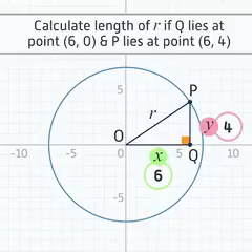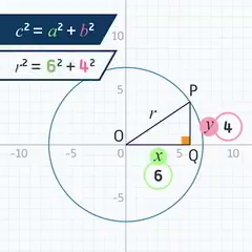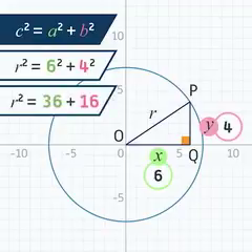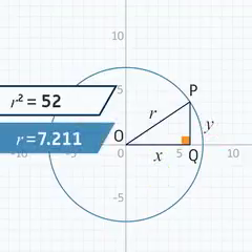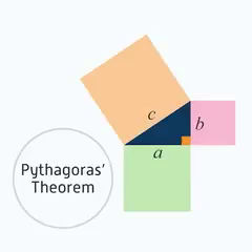Knowing our two short sides, we can apply our formula, c squared equals a squared plus b squared, and substitute in what we know. So r squared equals 6 squared plus 4 squared. This means r squared equals 36 plus 16, which is 52. Square root to find the length of r, and we get 7.211. This is 7.2 units, correct to 1 decimal place. There we have it, the basics of Pythagoras' theorem.